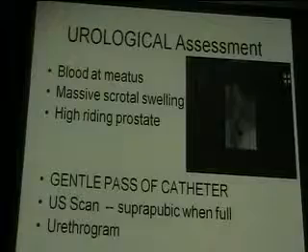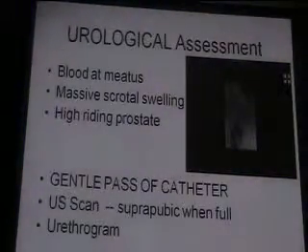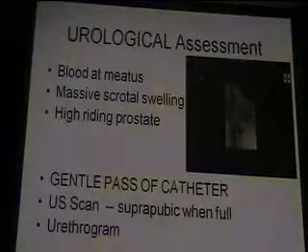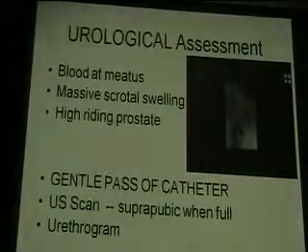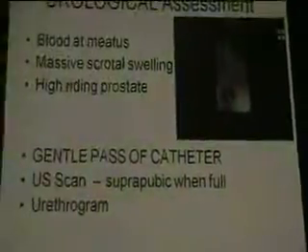As far as acute urological assessment, on examination we look for blood at the meatus, we look for massive swelling of the perineum, and a high-riding prostate. If there are none of these, then we do a gentle pass of the catheter. However, if there's blood at the meatus or a high-riding prostate, then we go for the urologist who will perform the urethrogram. And if there's some success, we shouldn't let go of the patient until the pelvis is clear.